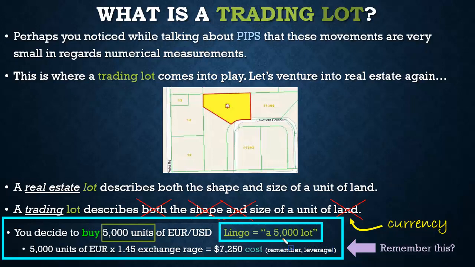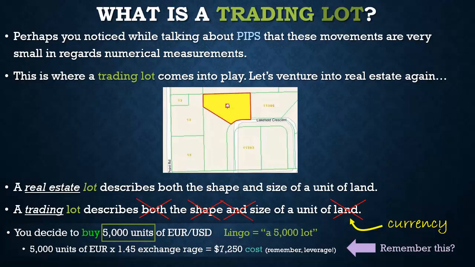Again, 5,000 is just telling you the size of the unit of currency that you're getting. Instead of 5,000 units, you're just getting a 5,000 lot. That would simply be the trader lingo. Nothing fancy here. Maybe you've already heard of a lot in terms of stocks or anything else, but that's just what a lot is. It's telling you the size of the unit of currency that you are trading.